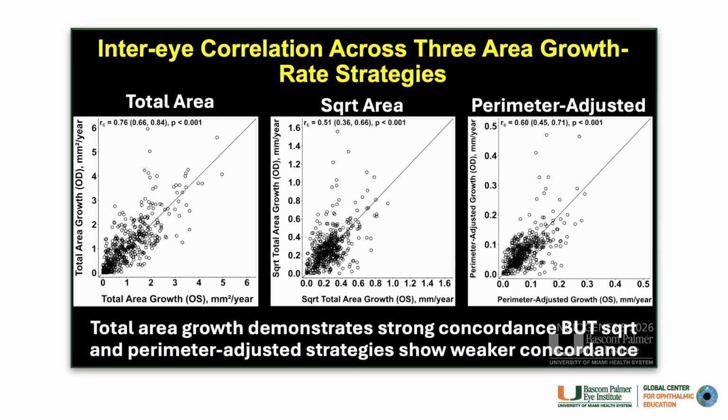To explore inter-eye concordance, we analyzed the growth rates across intervals of all baseline sizes using the total area, the square root area, and perimeter adjusted area growth rates. We observed that the total area growth rate demonstrated strong inter-eye concordance. However, the square root area and perimeter adjusted area growths showed weaker concordance. Nevertheless, we can see that the data points appear more clustered along the line of unity for the square root area and perimeter adjusted area. This result was surprising because we expected better concordance for these latter two strategies, which take into account baseline features.